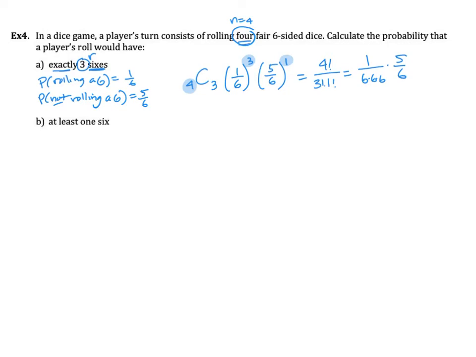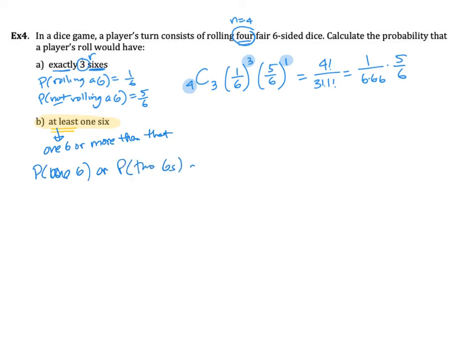Okay, the next question is slightly more intriguing, a little more complicated. It says, what is the probability of rolling at least one 6? So at least one 6 means one 6 or more than that. So that means the probability of rolling one 6. How do I write that? One 6.